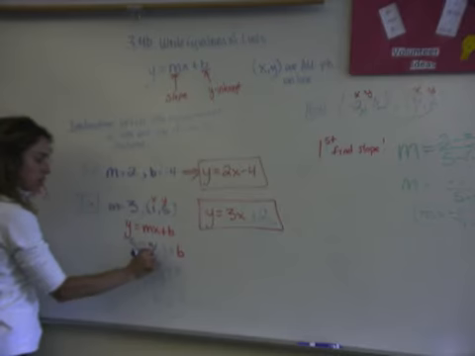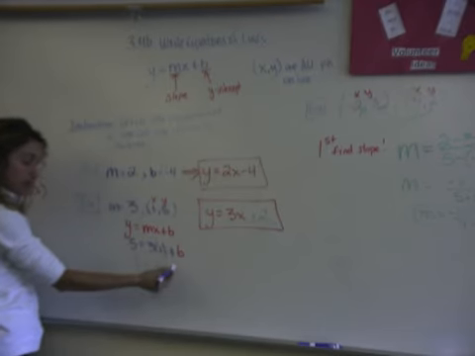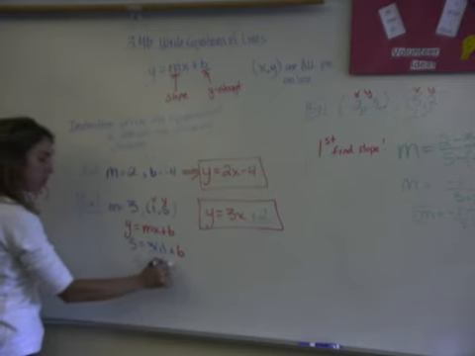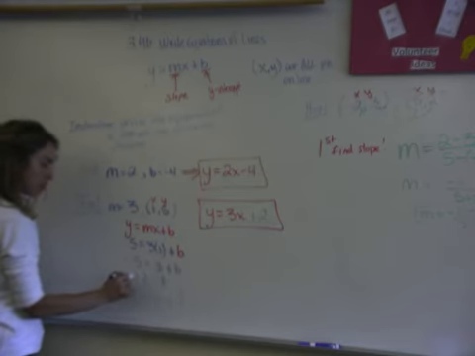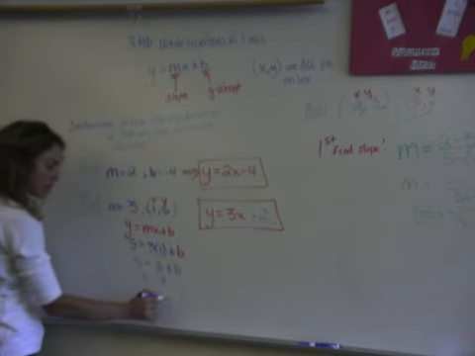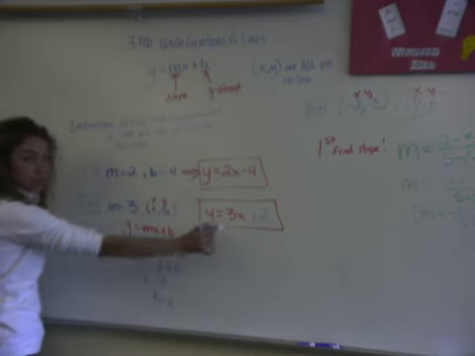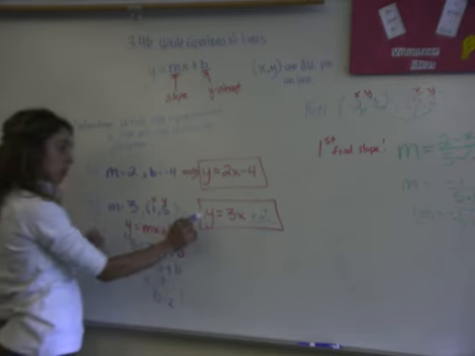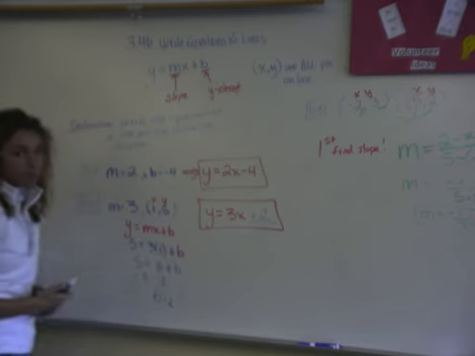5 equals 3 times 1 plus b, and we're trying to figure out what b is, so we have 5 equals 3 plus b. Subtract 3 from both sides, and we get that b, our y-intercept, is 2, and that allows us to finish our equation. So our final equation is y equals 3x plus 2.